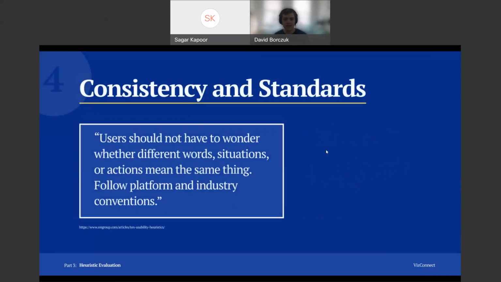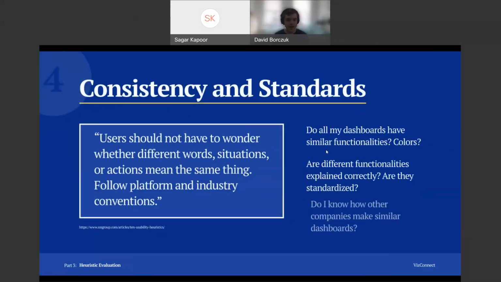Number 4, consistency and standards. Users should not have to wonder whether different words, situations, or actions mean the same thing. Follow platform and industry conventions. And so the first thing that comes to mind here is using color for different purposes within your dashboard. If you have a yellow color that signifies something, you want to make sure that yellow color in your dashboard means the same thing, or else someone's going to misinterpret that color. And you also want to make sure that colors are accessible as well.